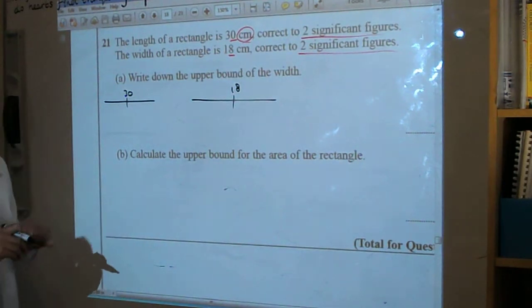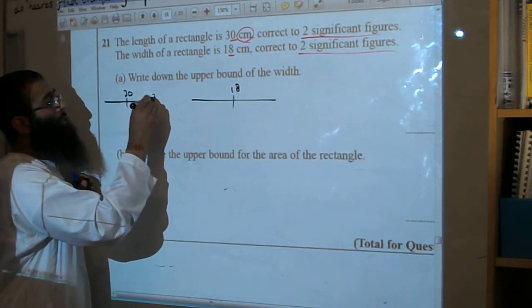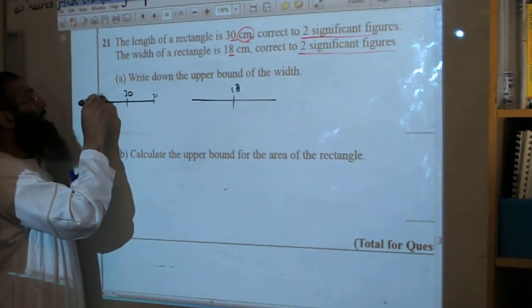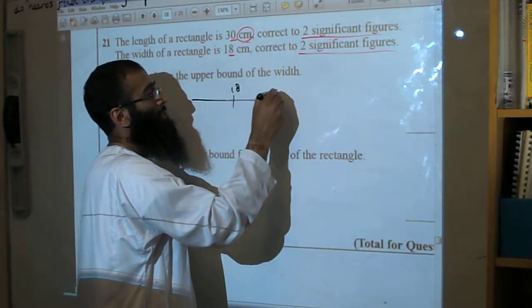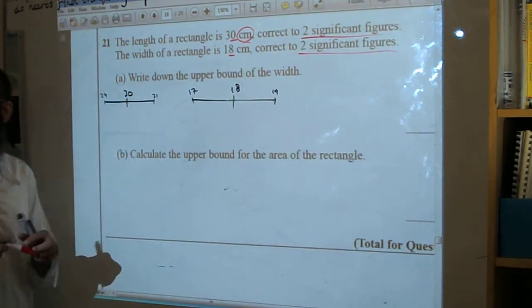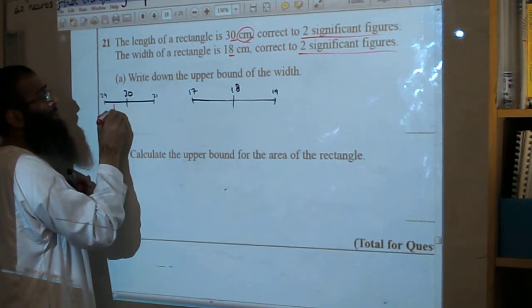Now 30. And the next centimeter after 30 is? 31. And the centimeter before 30 is? 29. And 18, the next centimeter after 18 is? 19. And the previous one is? 17. Now it goes a bit down to the nearest centimeter. That means half a centimeter here and half a centimeter there.